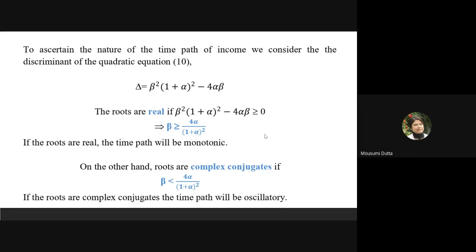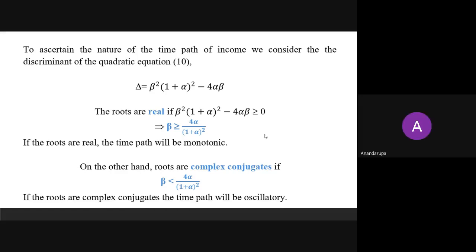Slowly we are moving towards the nature of the time path of income. We know if mod b1 and mod b2 are less than 1, the time path will be stable, convergent. Now I am adding, if beta is greater than equal to 4 alpha by 1 plus alpha whole square, in that case, the time path will be monotonic. Otherwise, the time path will be oscillatory.